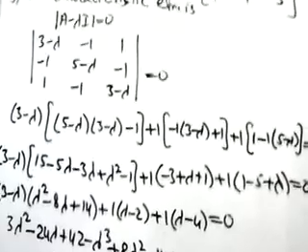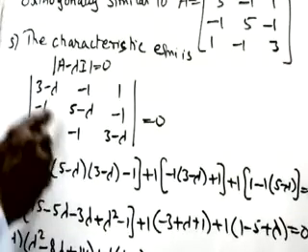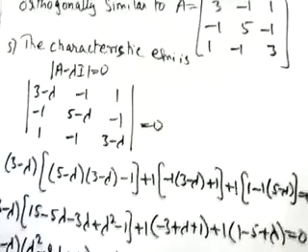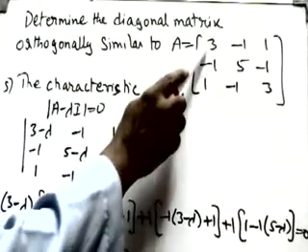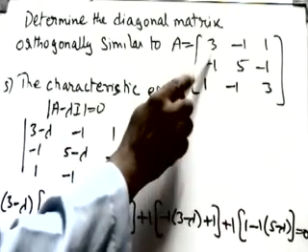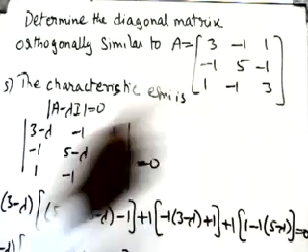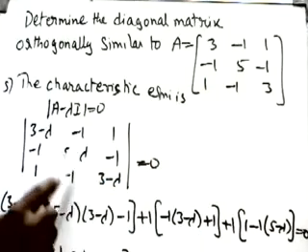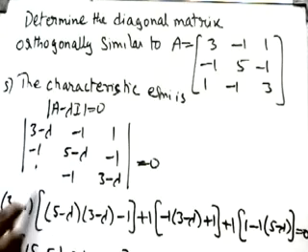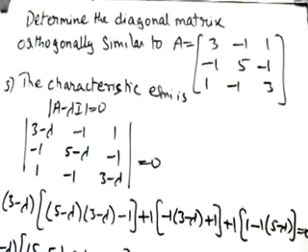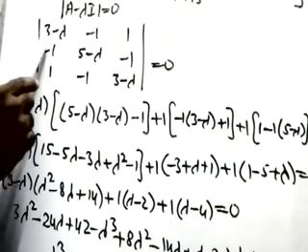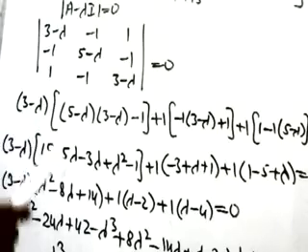Now, what is the first step to find the eigenvalues? We have the characteristic equation, determinant of A minus lambda I equals 0. We already know what A minus lambda I is. You just apply minus lambda to the diagonal elements: 3 minus lambda, 5 minus lambda, 3 minus lambda. You write all the remaining numbers as they are. Now you expand this determinant.